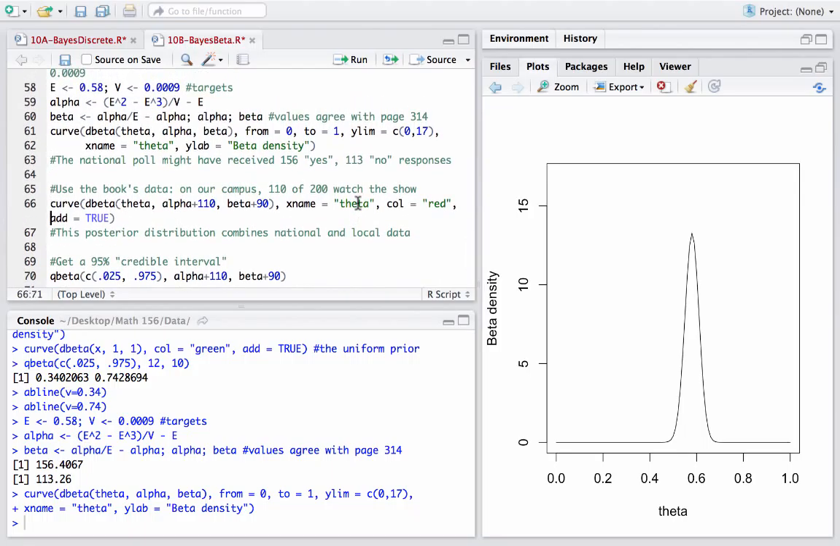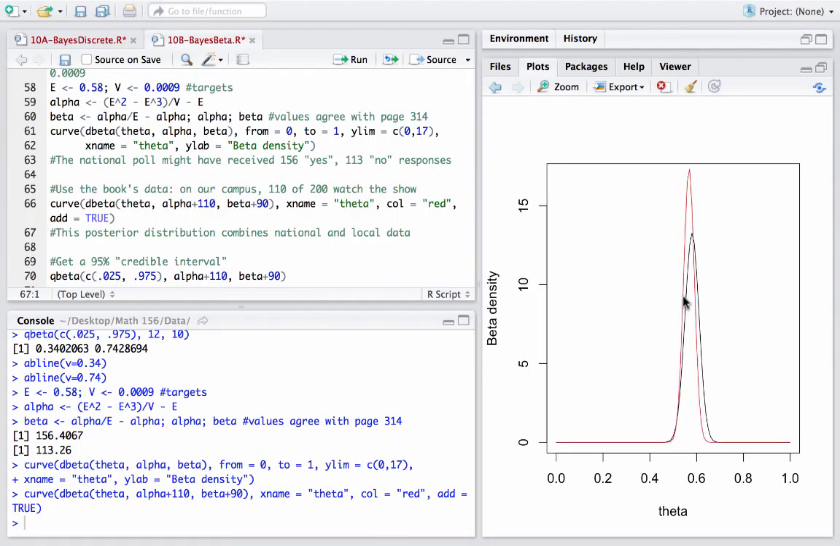So if we update this prior with now the data from the previous example, but a factor of 10, so we're adding 110 yeses and 90 nos. Here's the posterior. So the proportion on our campus is a little bit less, so this has walked down a little bit. And now that we have more data than ever, it's tighter and taller.